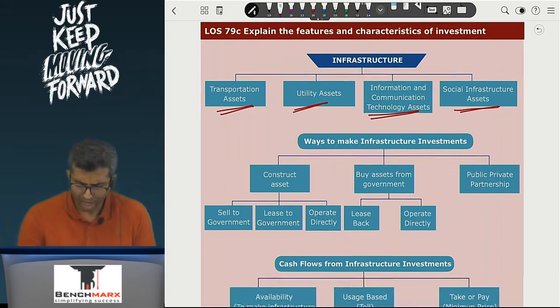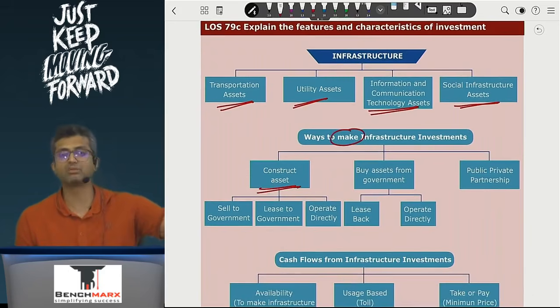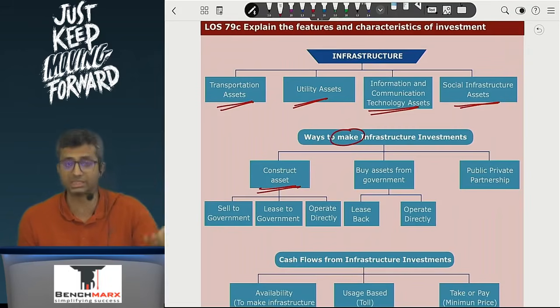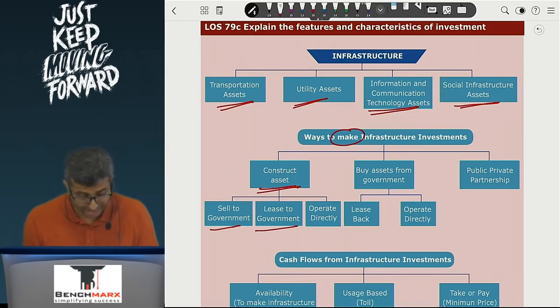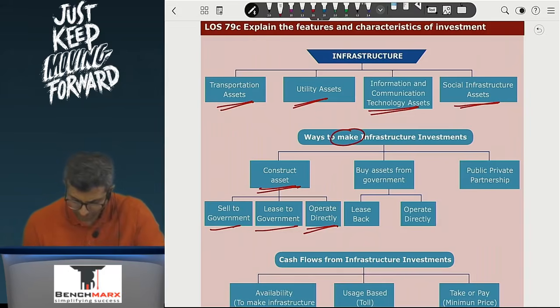Now the question is, how will you make investments? One is, you will construct the asset yourself. Like the Bandra Worli sea link in Bombay is constructed by a company called HCC. So over here HCC will construct it. There are various ways in which it can earn return. It can sell it to the government, lease it to the government, or operate directly and earn toll revenue. These types of projects are called build, operate and transfer, BOT projects, where you can build, operate and then transfer, or you can lease back to the government, or you can operate directly.